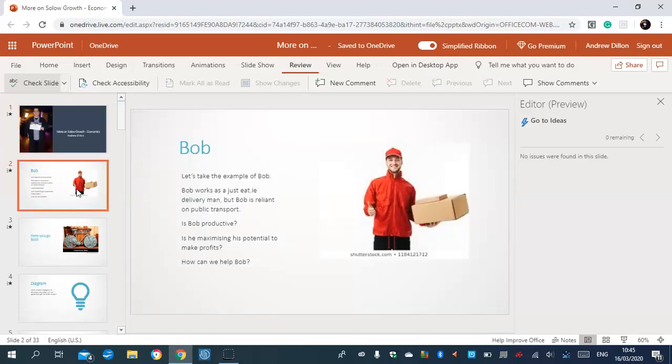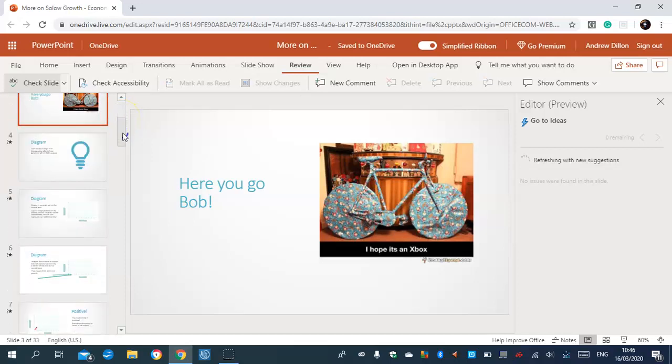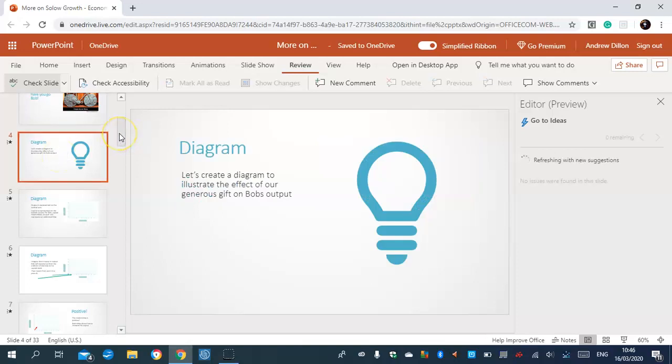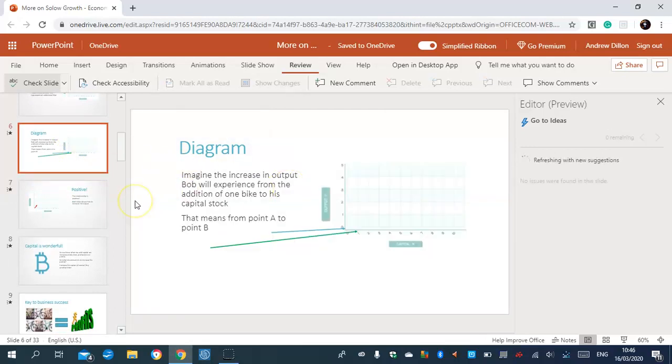No issues found in this slide. There's the Bob slide. No issues. No issues. No issues. The diagram slide, showing point A to B. Point A is the output and point B is the beginning of the capital.